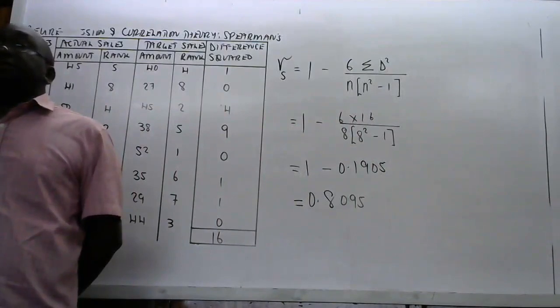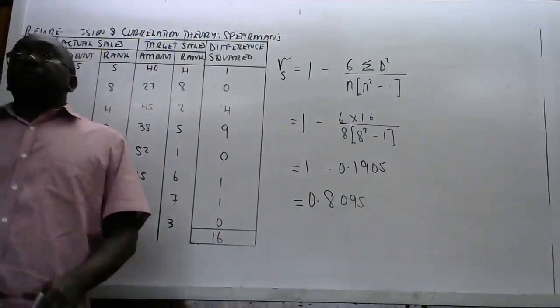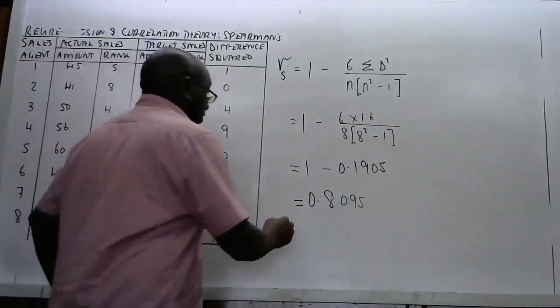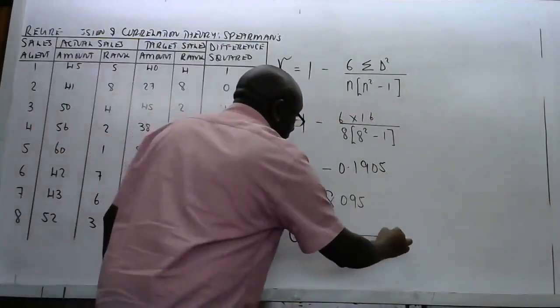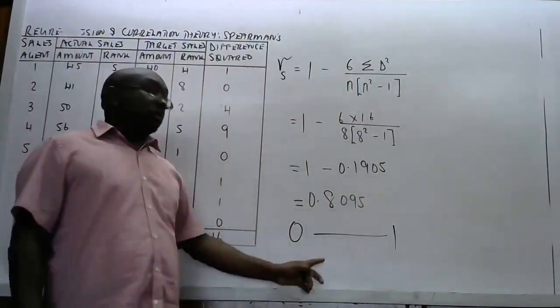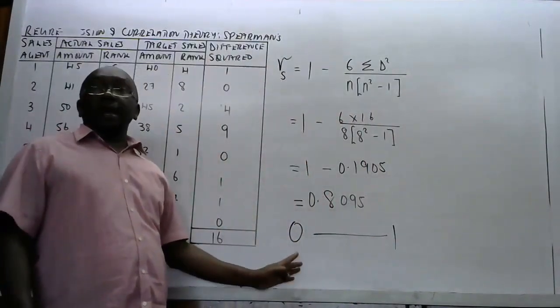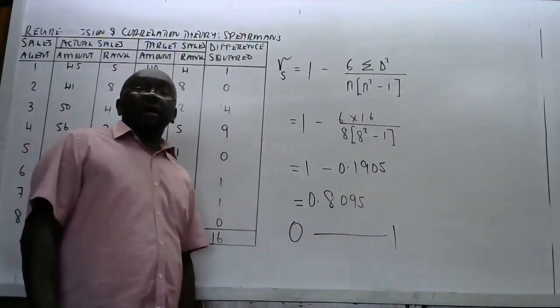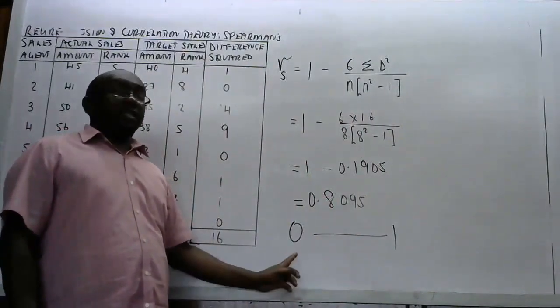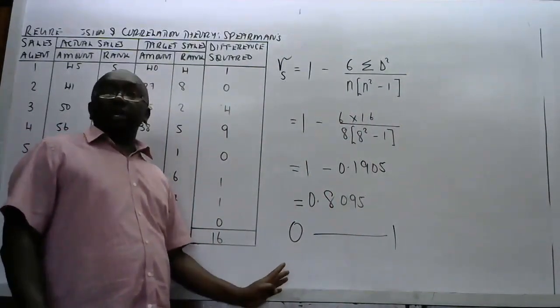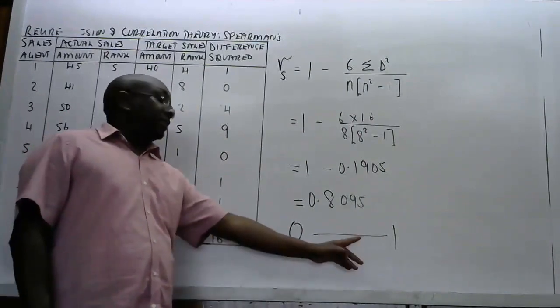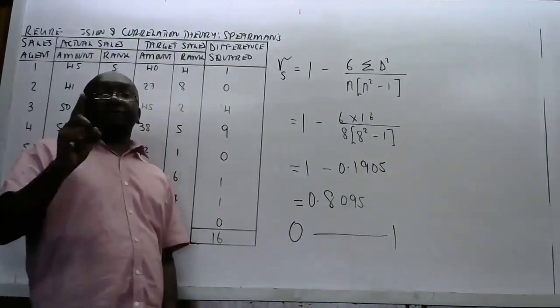The further away from 1, or the closer to 0, the weaker. Actually, the range of the interpretation is between 0 and 1. So the closer you are to 0, the weaker. The closer you are to 1, the stronger. If it is exactly 0, it means no relationship at all. And if it is exactly equal to 1, it means a perfect relationship.